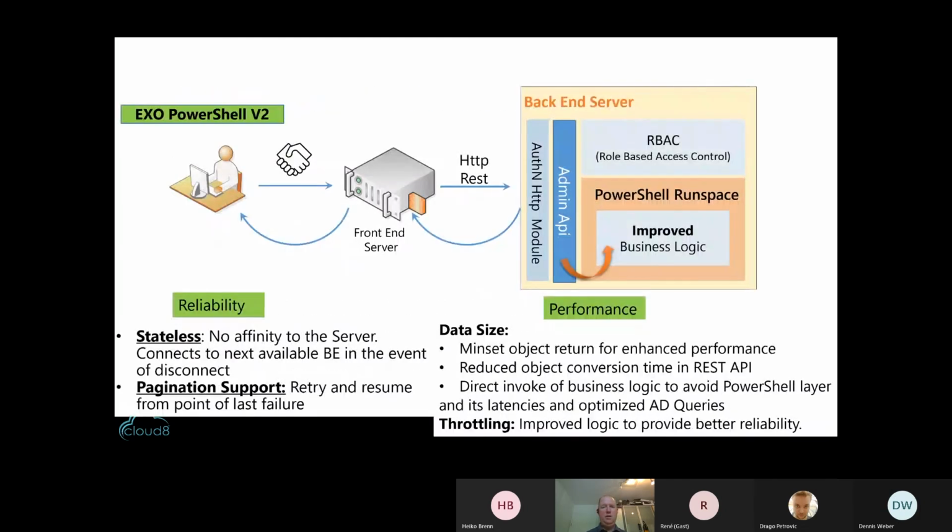So here's just the architecture of the new PowerShell. The big thing is that throttling is improved. There is no throttling done on these version 2 PowerShell modules. And it's stateless, so if you lose the connection, it will resume your session even if it's connecting to a different server, which is awesome, and of course keeps the script guys out there from a lot of trouble.